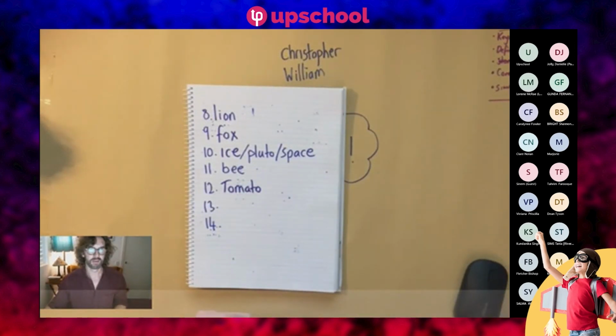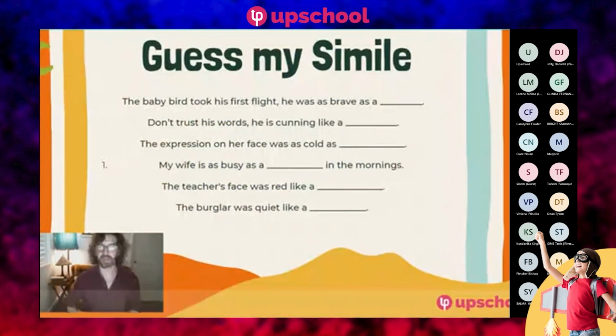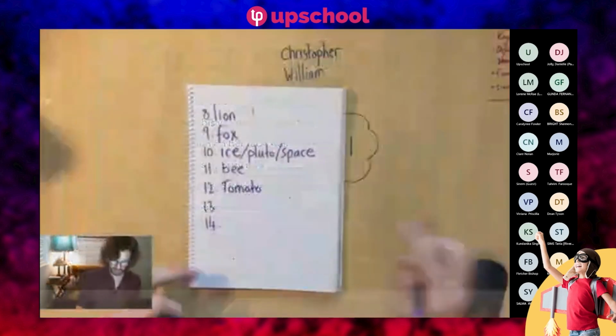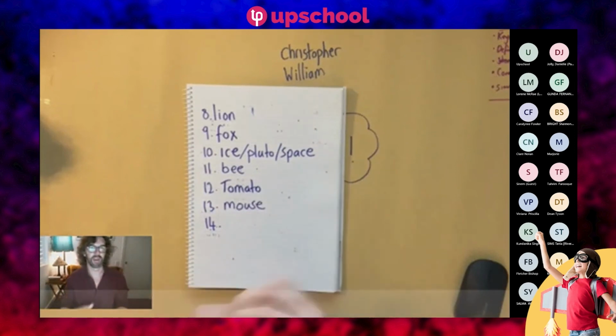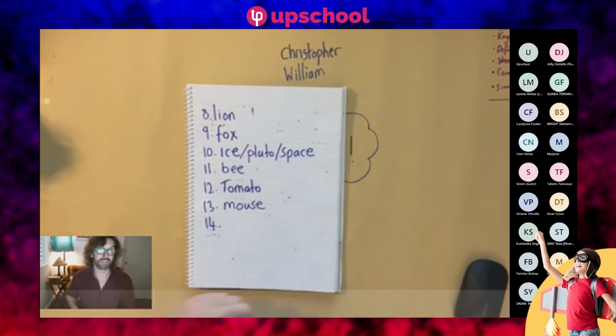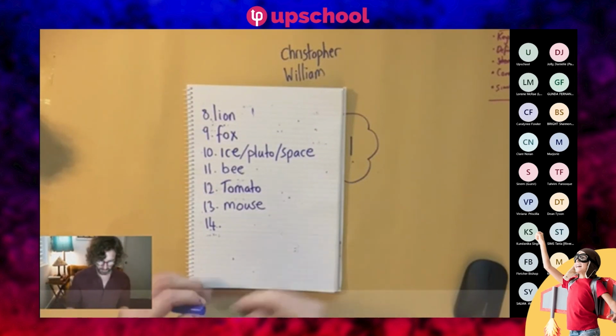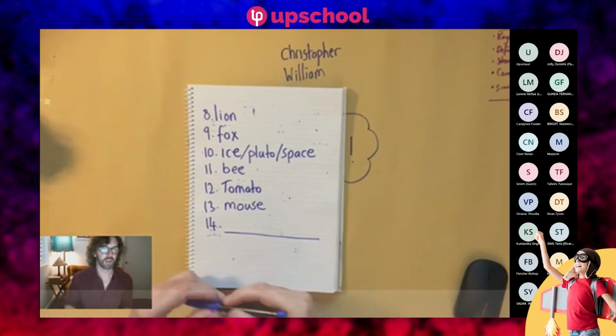Let's continue. Number 13. The burglar was quiet like a. The burglar was quiet like a what? Well, the burglar was quiet like a mouse. Mice are very, very quiet indeed. Really, really quiet, yes.